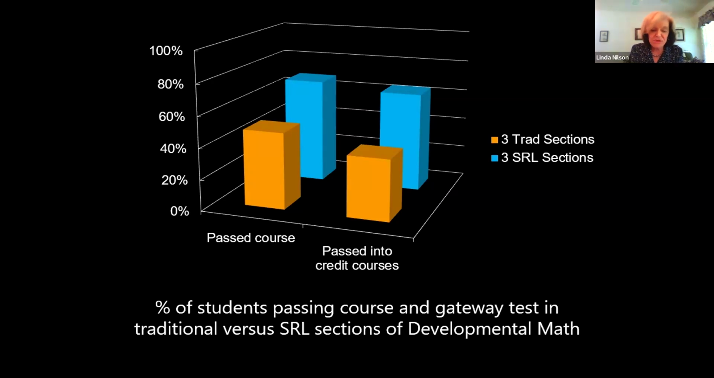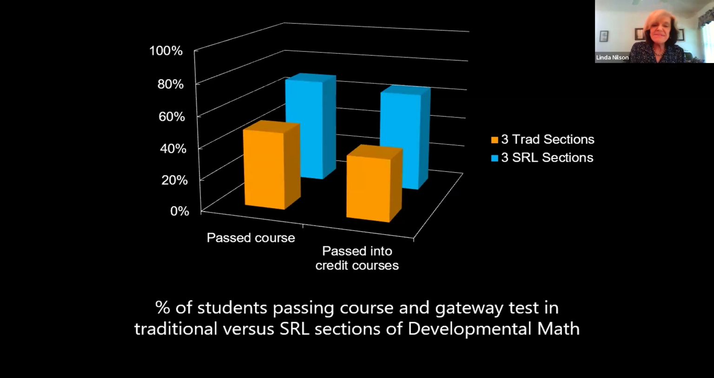Students also had the opportunity to earn back some of the lost points on the quizzes, just the quizzes, by completing a self-reflection form for each missed or incomplete problem with an error analysis and a redo. Well, here are the results. A significantly higher percentage of the students in the treatment group passed the course, 68% versus 49%. And the gateway test that was required for admission into credit-bearing courses, 64% versus 39%.